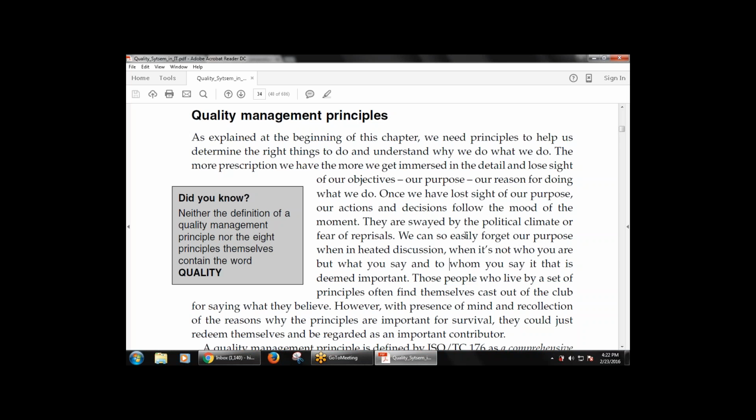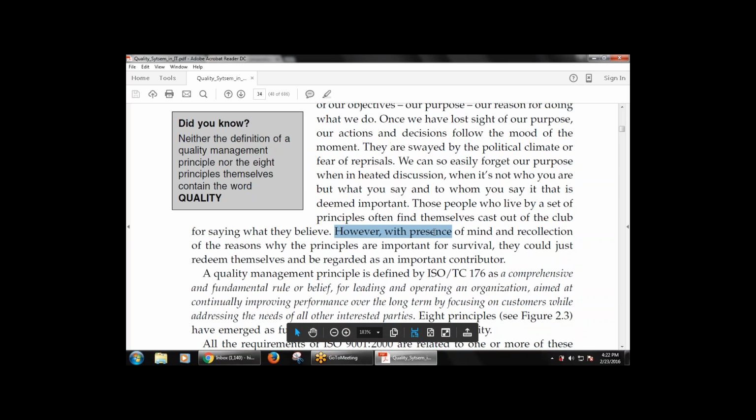Those people who live by a set of principles often find themselves cast out of the club for saying what they believe. What they believe is carried out by principle, by themselves, through their various beliefs.